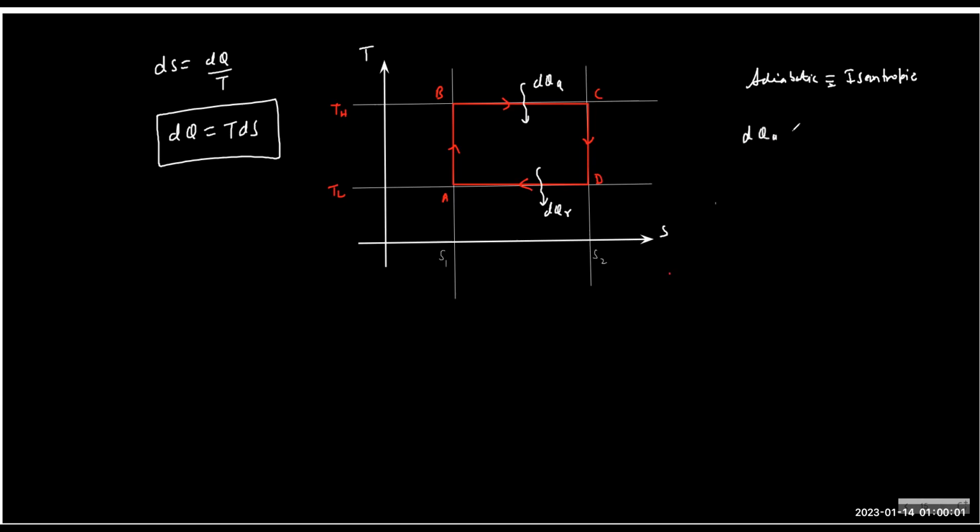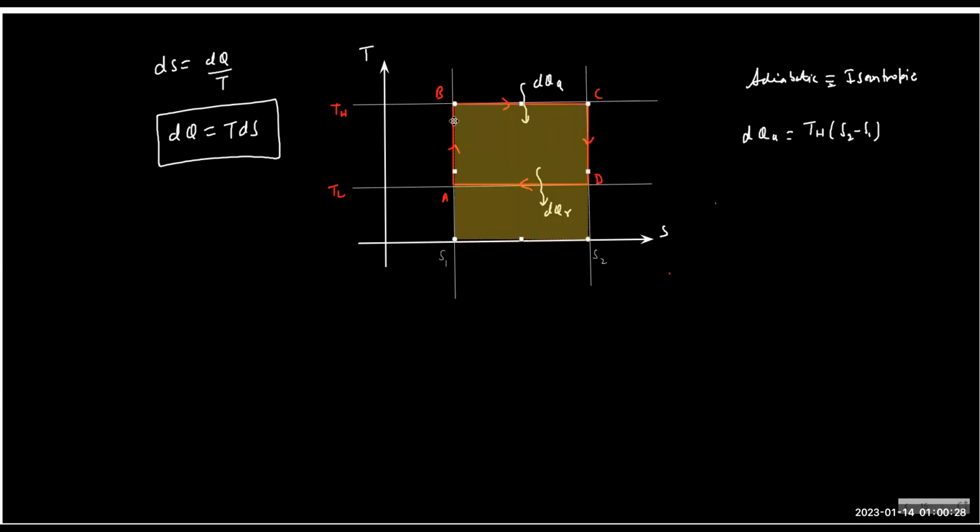So dQ added can be written as the area under the graph. How much is it? TH into S2 minus S1, because we are writing the value, isn't it? Area under this graph, this area is how much? TH into S2 minus S1. So this is the area, no? Because what is the definition? The dQ is nothing but the area under the TS graph, isn't it? So this is the heat addition.